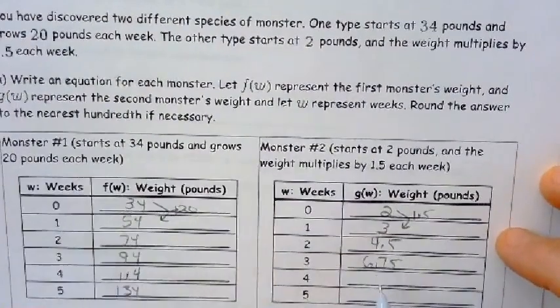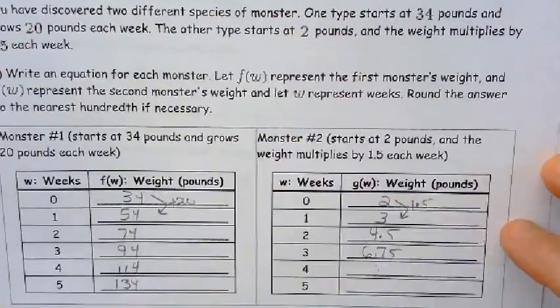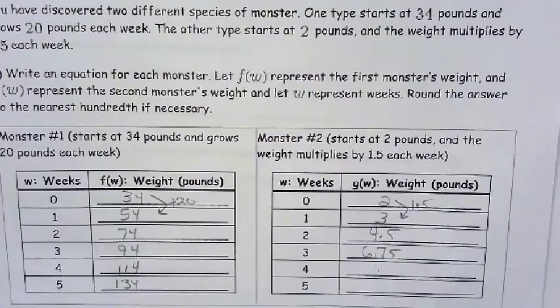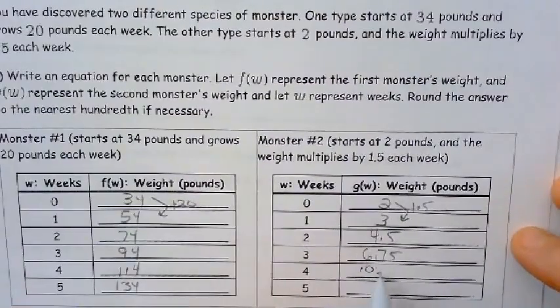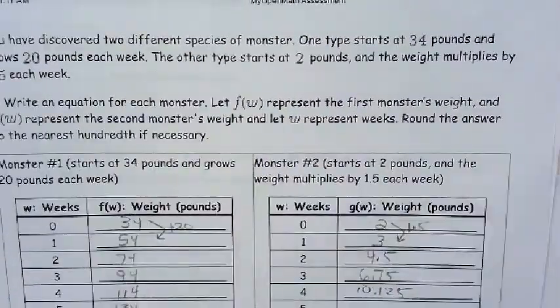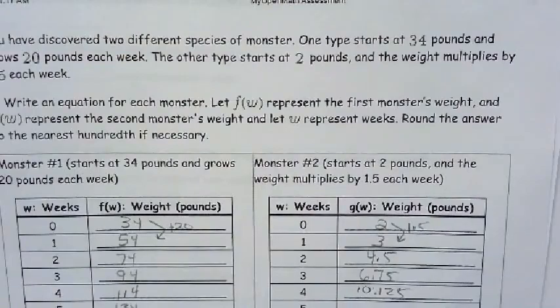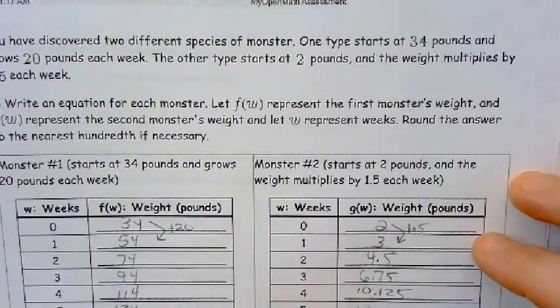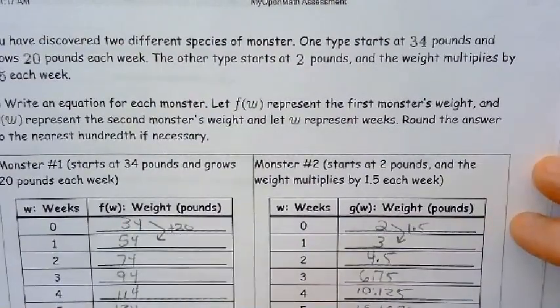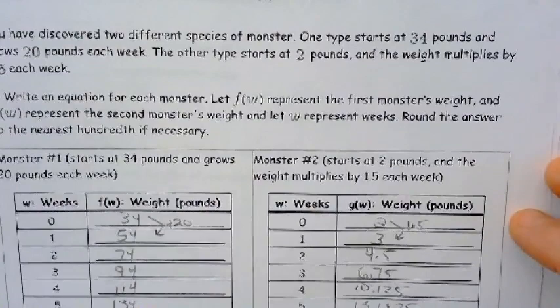So, I don't know, you can fill in the others on the table. I guess I might as well keep going. So 6.75 times 1.5, 10.125. And then I'm going to multiply that by 1.5 again. Whoops. Mistake there. 15.1875. All right, monster 1, what's the equation?